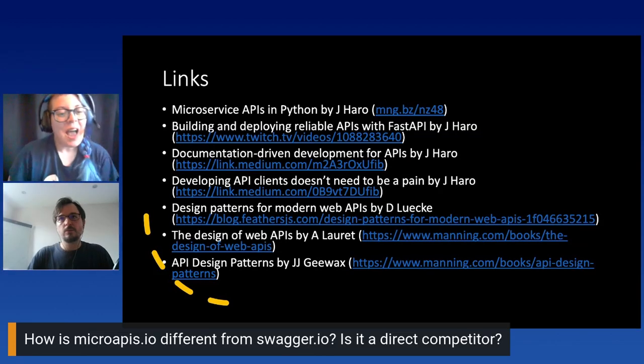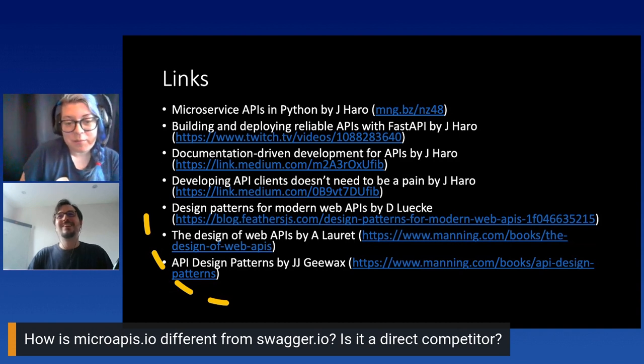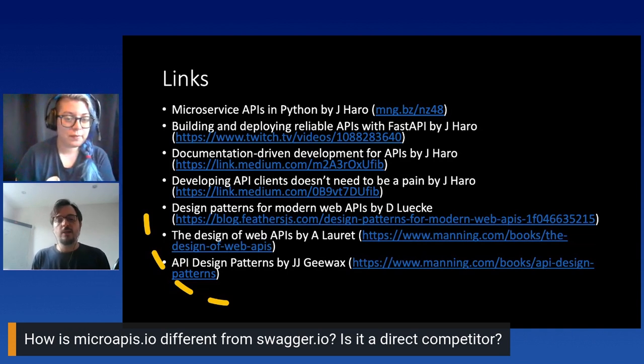How is microapis.io different from swagger.io? Is it a direct competitor? It's not exactly a competitor. It's more targeted to letting you run mock servers. Swagger comes with a lot more things, like validation for the API document, linting, and things like that. At the moment, MicroAPIs is more geared towards letting you run mock servers.